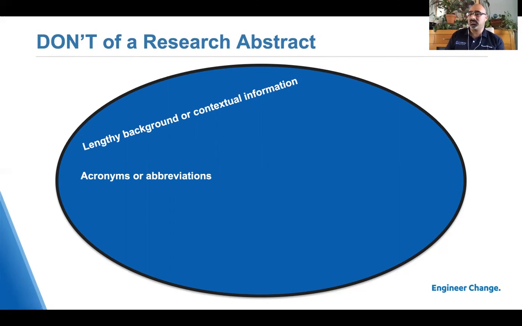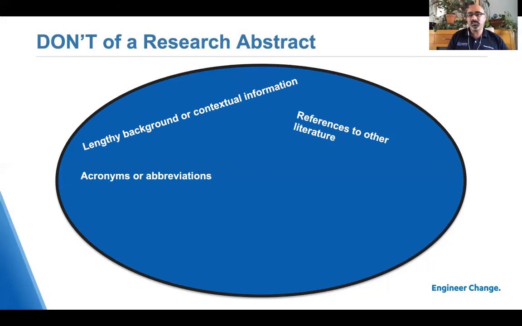Acronyms and abbreviations are really not good to use in an abstract. Sorry, I should say you need to introduce the acronym first in long form, and then put the acronym in parentheses, and then you can use the acronym after introducing it. But you can't jump straight into an acronym in an abstract because you can't assume that the reader is going to know what the acronym means.